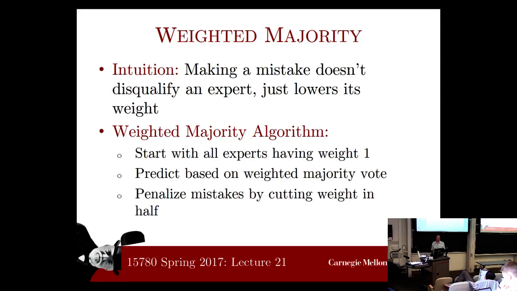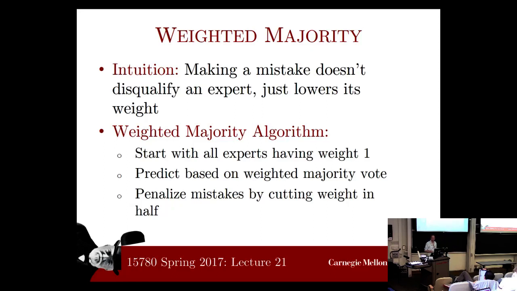Okay, so the main insight, remember that what we said is we wanted to avoid forgetting the history, and we want to use the history. And the idea is when an expert makes a mistake, we're not going to completely disqualify them. We're just going to lower their weight. So the weight of an expert is going to record all of the mistakes they've made in the past and count how many mistakes they've made.